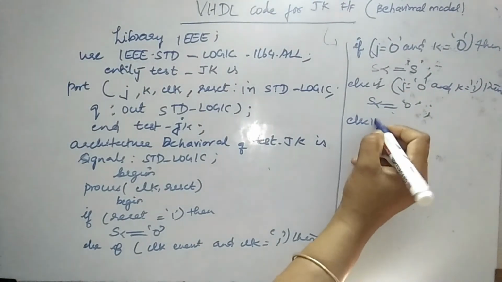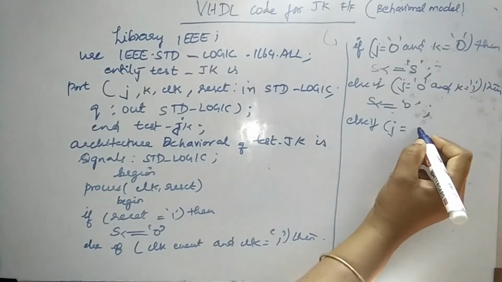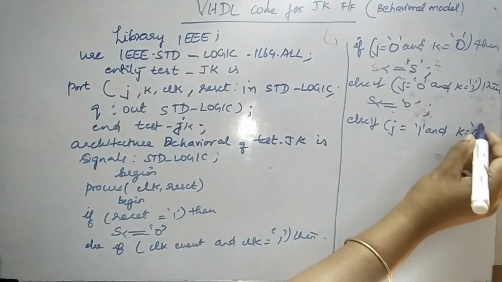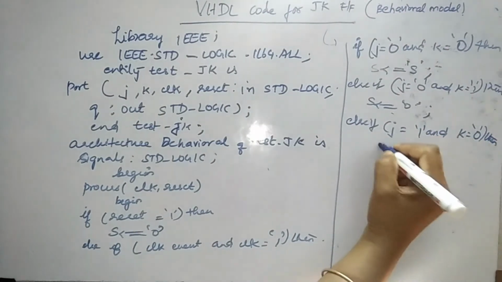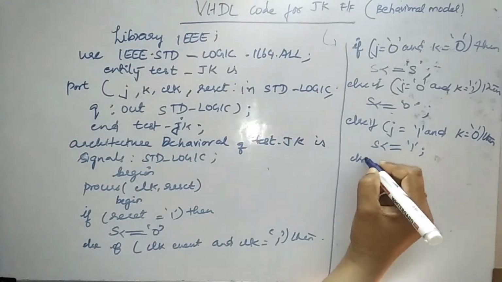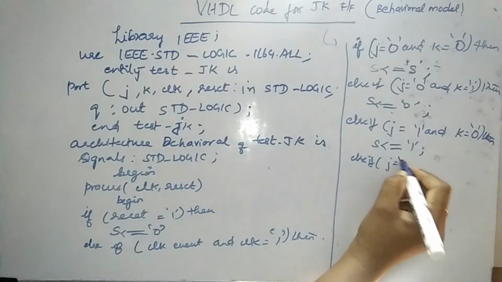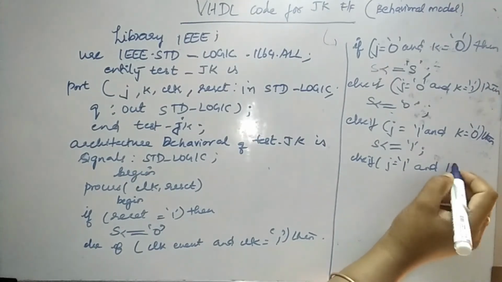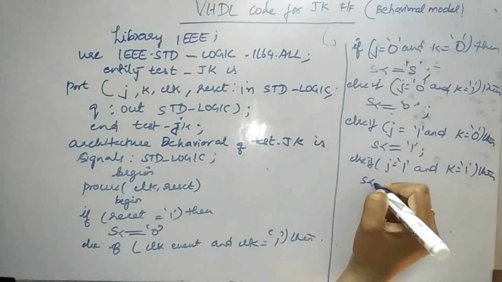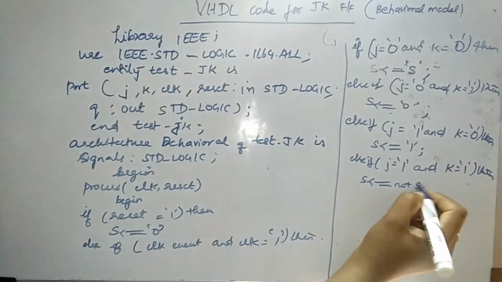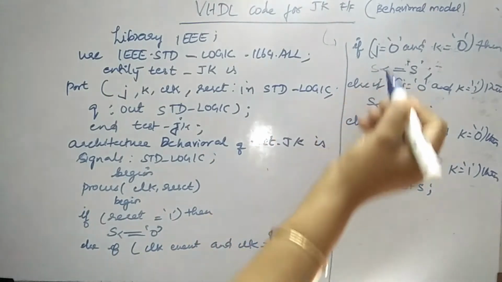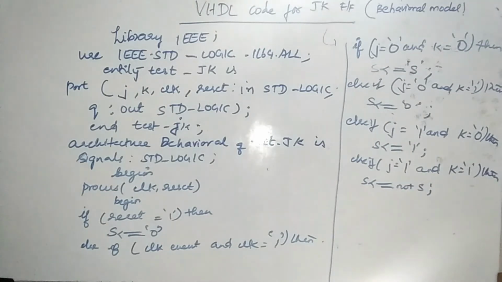Then else if, students, what is the next condition? When J is equal to 1 and K is equal to 0, then S is equal to 1. Else if, let us check the last condition, when J is equal to 1 and K is equal to 1, then S is equal to not of S. So we have written the 4 conditions.